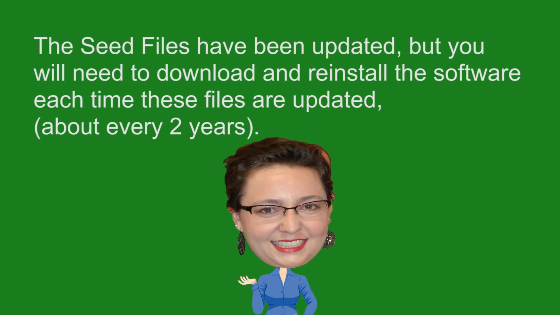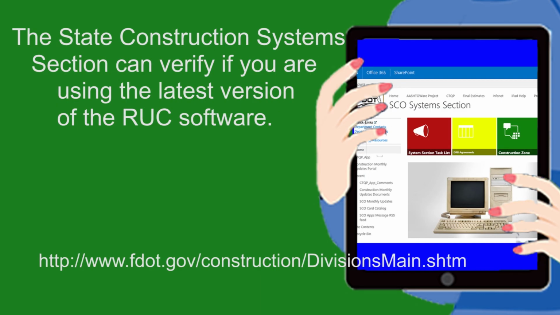As a workaround, the seed files in the road user cost download have been updated. Each user will need to download and reinstall the software each time the seed files are updated. This happens approximately every 2 years. Contact the State Construction Systems section to verify you're using the latest version of the road user cost software.